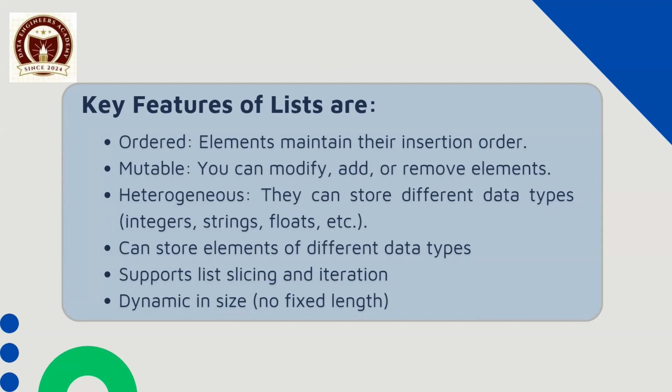And then heterogeneous elements. Lists can store different data types in a single collection. It supports slicing and iteration. You can extract specific parts of a list using slicing. Lists are dynamic in size, which means no fixed length. Lists in Python do not have a fixed size, which means you can keep adding or removing elements dynamically.